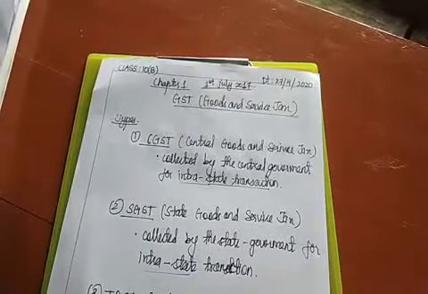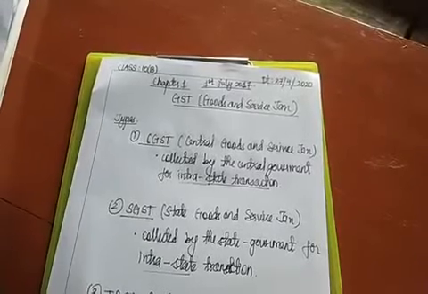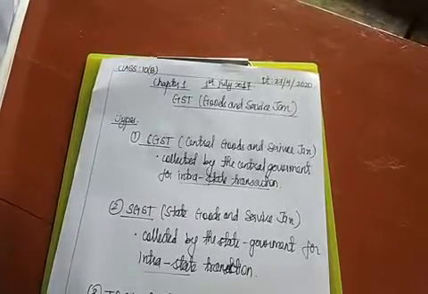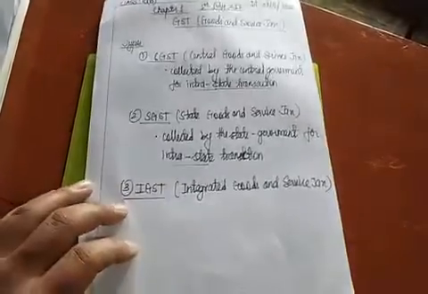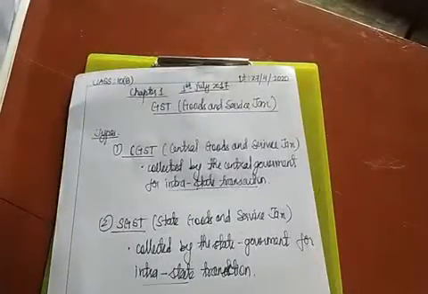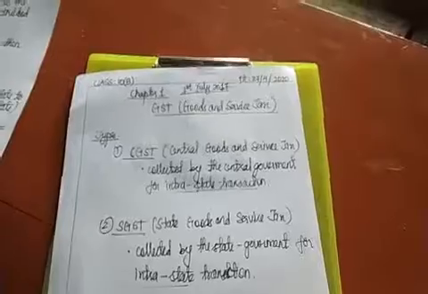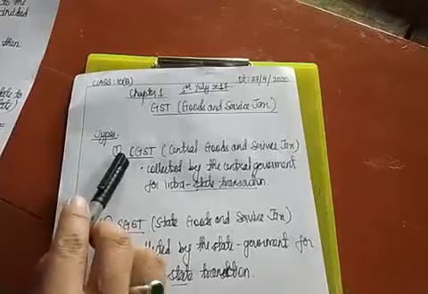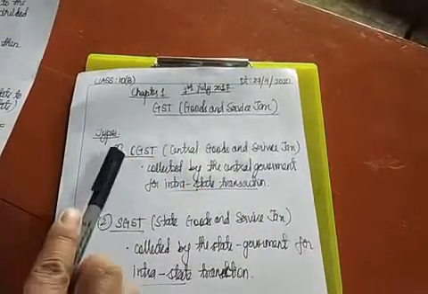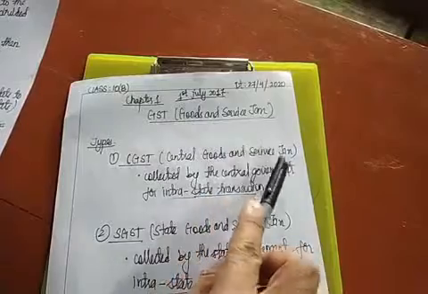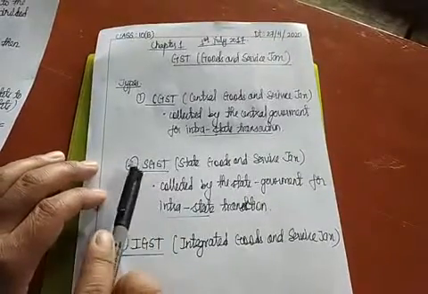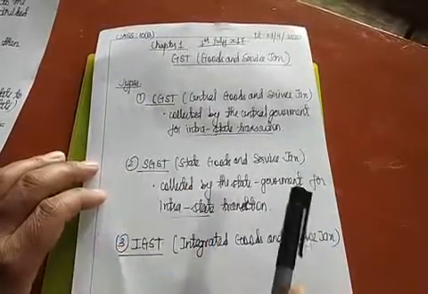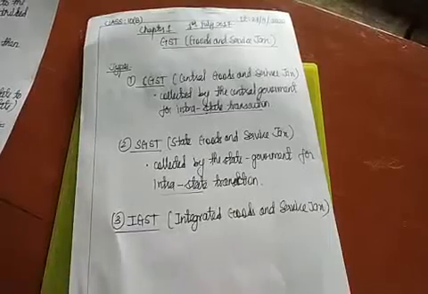In this chapter we'll come across three different terms: CGST, which means Central Goods and Service Tax; SGST, State Goods and Service Tax; and IGST, Integrated Goods and Service Tax. Don't be confused. Just try to understand what CGST means. GST means Goods and Service Tax, so just add C and it becomes Central Goods and Service Tax. For SGST, just add S. C stands for Central, S stands for State: Central Government, State Government. And IGST means Integrated.